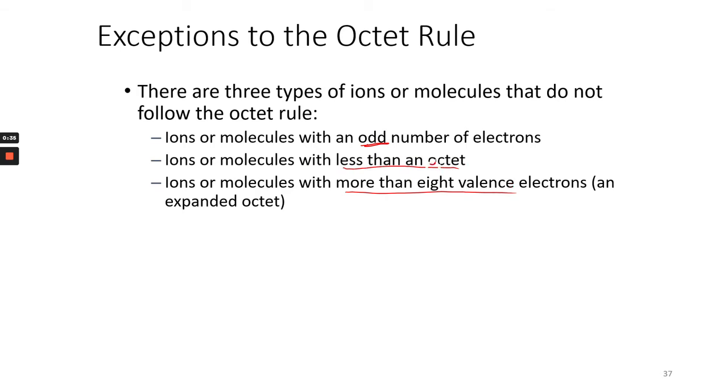The ones that normally will do less than an octet are boron and beryllium. So anything that is less than carbon. And the ones that will do more than 8 are normally in rows 3, 4, 5, 6, 7, and 8. So row 3 and lower on the periodic table.